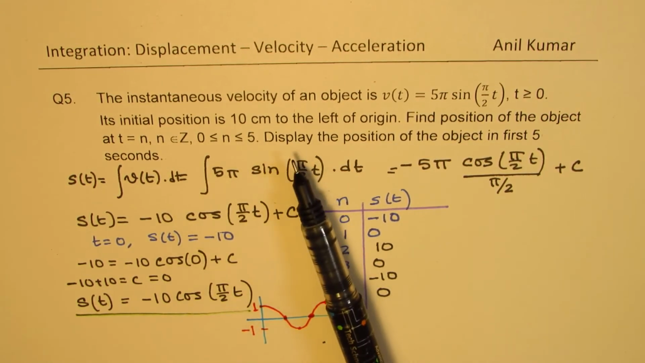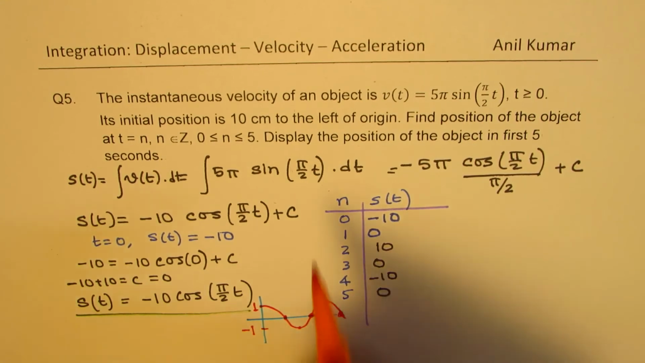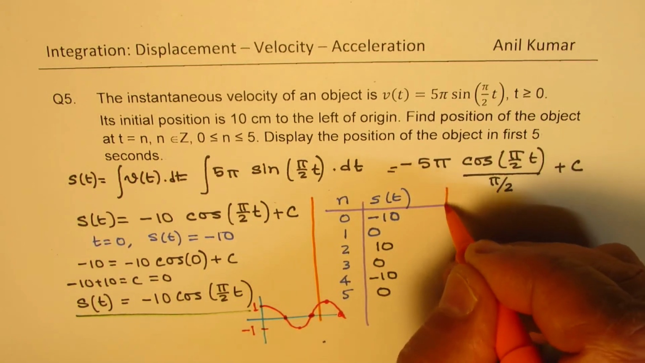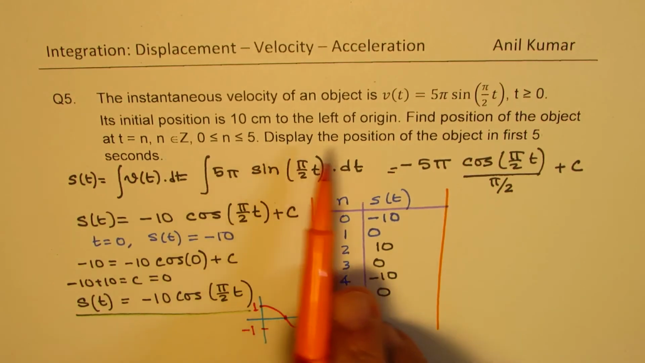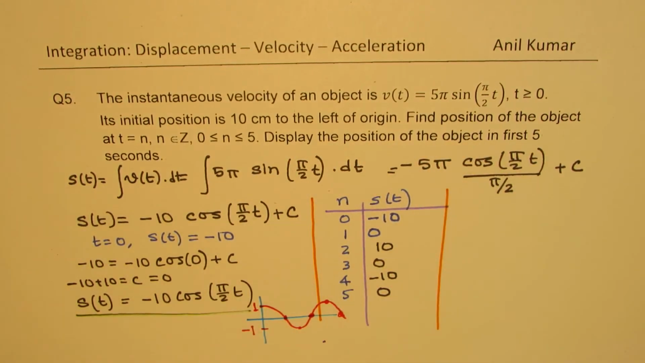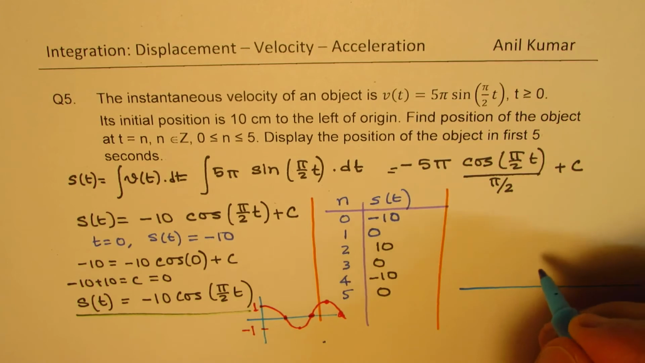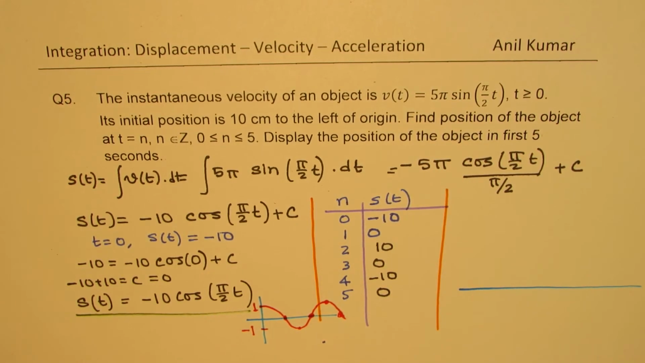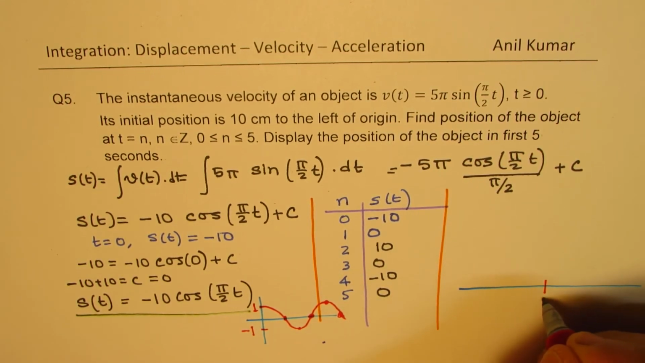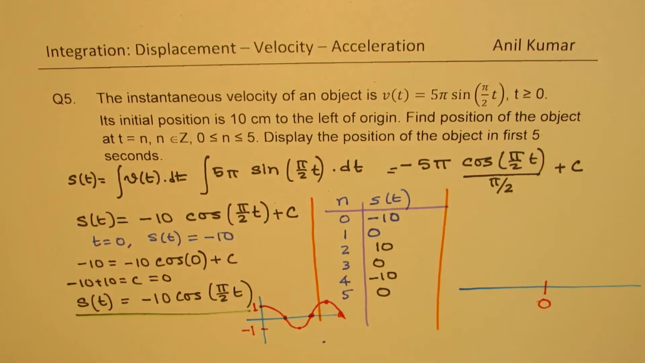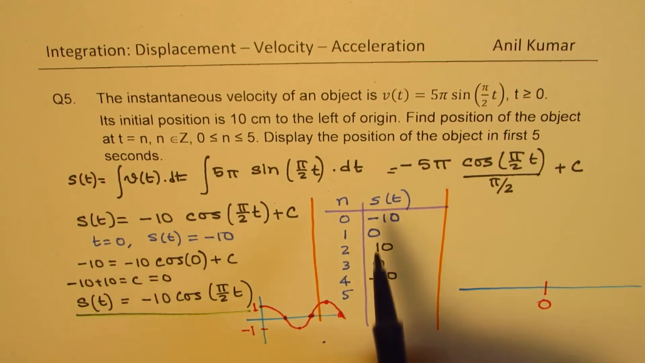Now, we need to display this. So we got the values. That's part 2. Now in part 3, display the position of the object in the first 5 seconds. So you can see that it moves from minus 10 to 0 to 10 like this. To display, we could do it like this. Let us say that this is our 0 here. Since this is 0, we are beginning from minus 10. So it starts from minus 10.